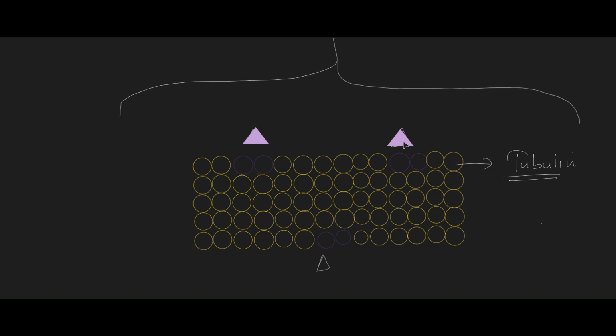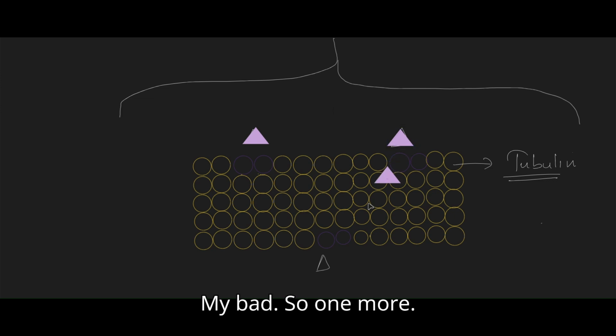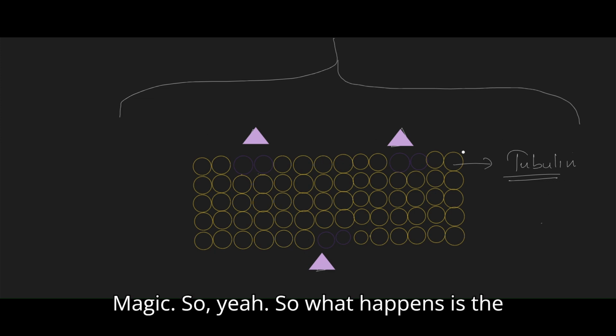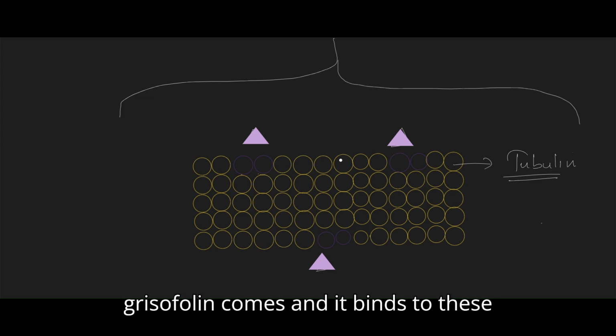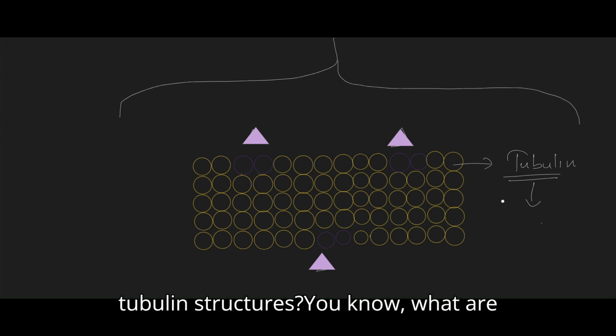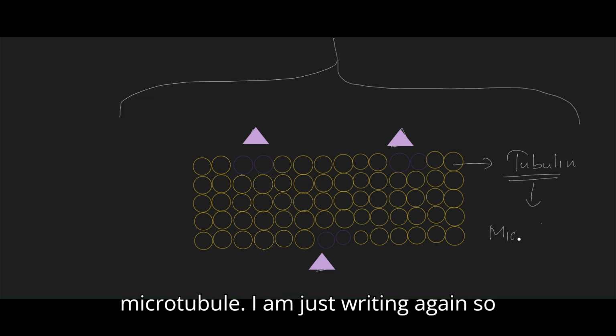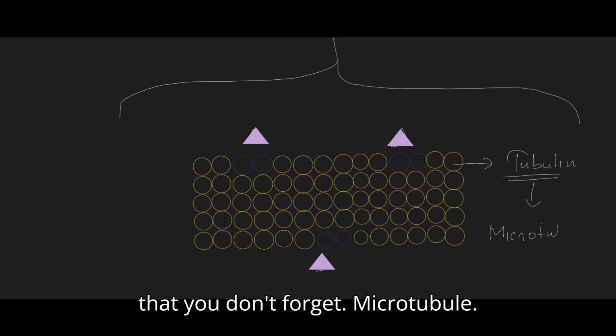Wait, my bad. I'll just duplicate. So I got one more, and tada, magic. So yeah, what happens is Griseofulvin comes and it binds to these tubulin structures of what? What are the tubulin structures? What are they part of? They're part of the microtubule. I'm just writing again so that you don't forget.